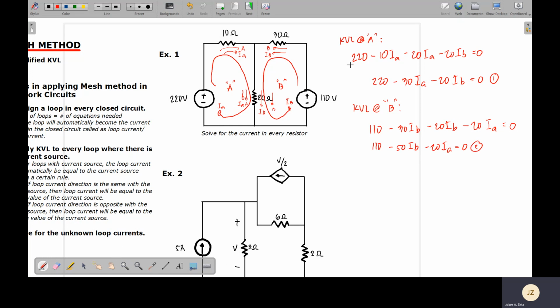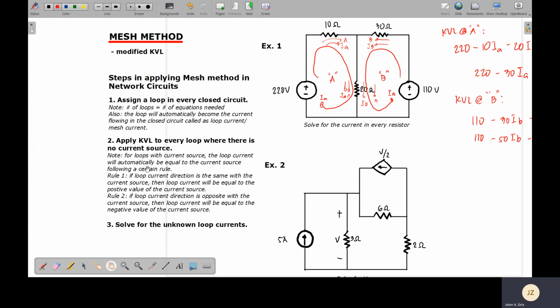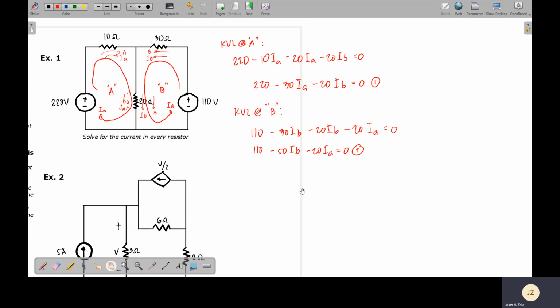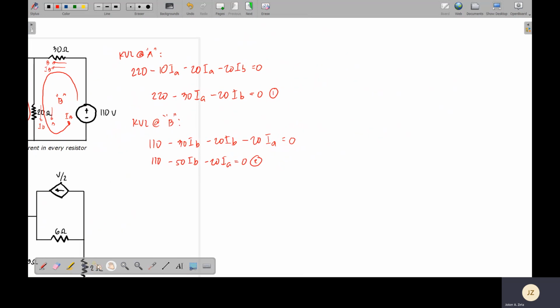Now, recall, since we have two loops, we need two equations, and we now have our two equations. Since we are finished with step number 2, we will proceed with step number 3, which is solve for the unknown loop currents. We have two unknown loop currents, loop current IA and loop current IB, in both equation 1 and equation 2. For this one, I'm just going to apply the substitution method.